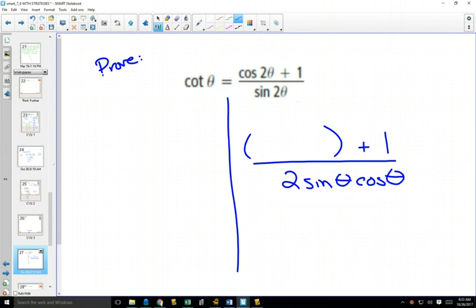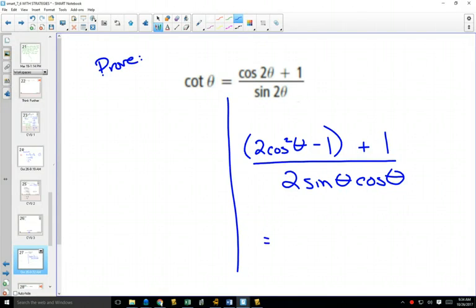You see I have an extra plus 1? Do I have any plus 1s on this side? No. I don't like that plus 1. Okay? I don't like it at all. So which of the 3 cos 2 theta formulas would get rid of that plus 1? If I do the 2 cos squared theta minus 1, do you see that that minus 1 would cancel out with the plus 1?